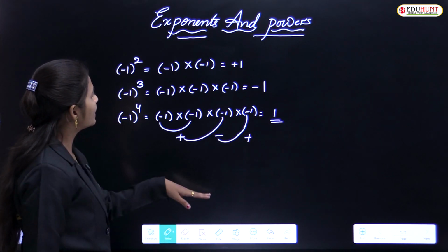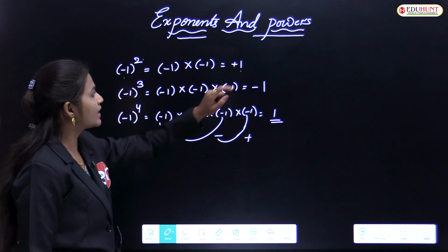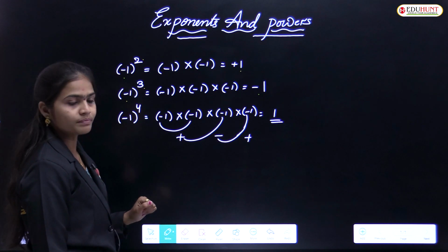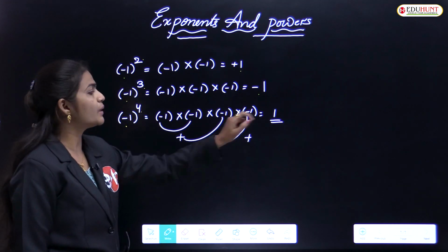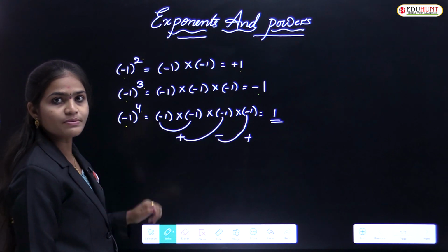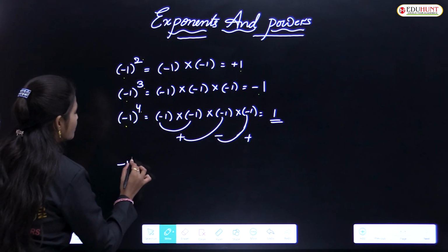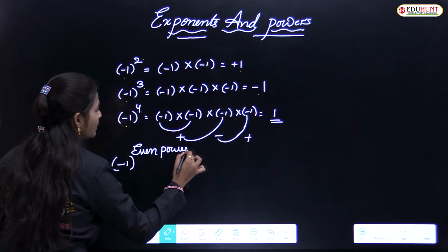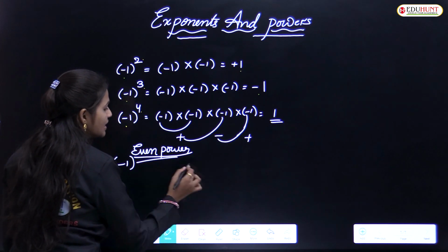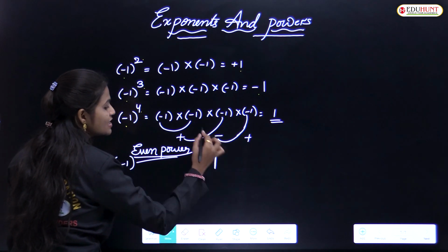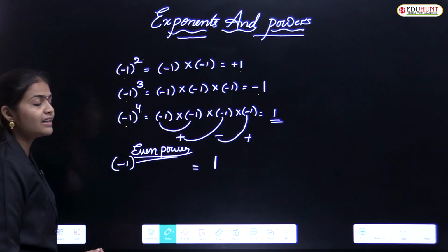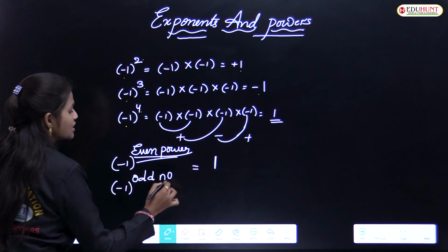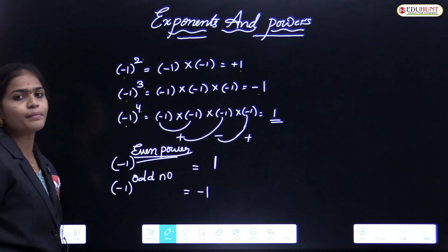So observing this, minus 1 square gives positive 1. Minus 1 power 3 gives minus 1. Minus 1 power 4 gives positive 1. So by observing this, we can say that minus 1 to an even power always gives a positive 1. Minus 1 to an odd power gives minus 1.